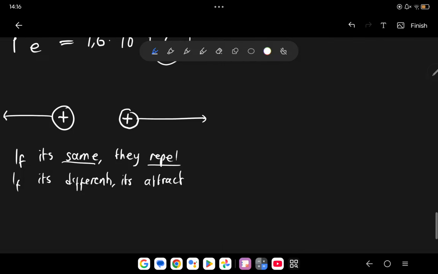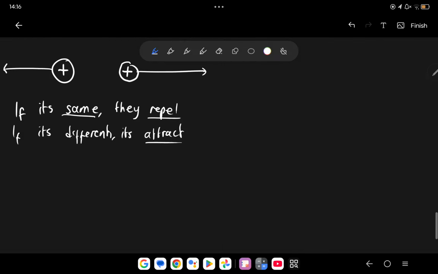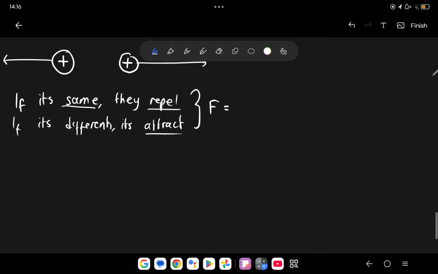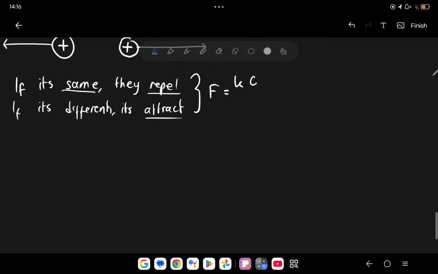But how? What makes them repel? What makes them get attracted? These are caused by a force. The force, as Coulomb has discovered, is defined as F equals K Q1 Q2 over R squared. What are these things?